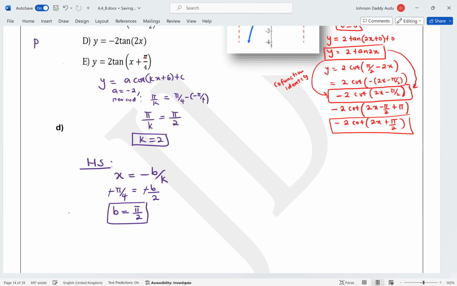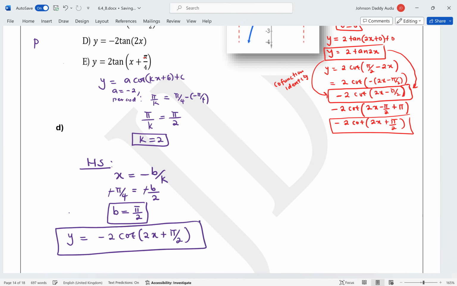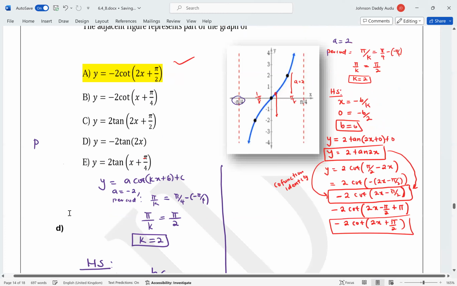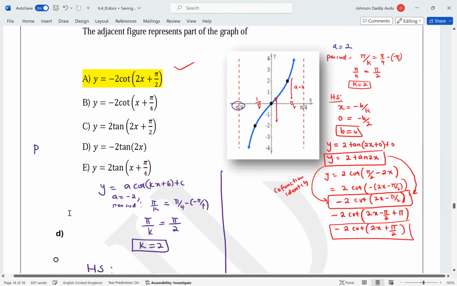Right. And then you just need to substitute everything. So y is going to be minus 2 cotan of, k is 2, x plus b is pi over 2. So you see directly, we will get the graph of cotan. So this is one way to solve it using the graph of cotan. Or we can use the graph of tan, then we bring it back to cotan.